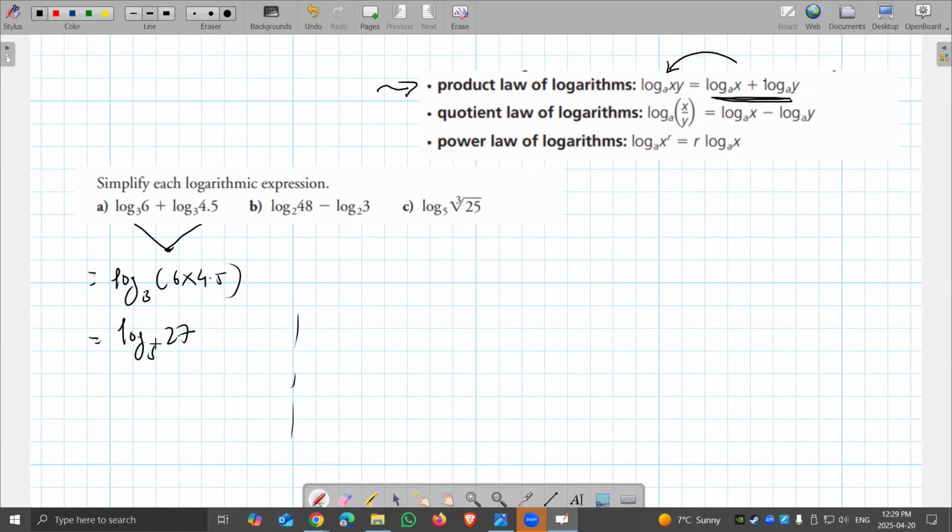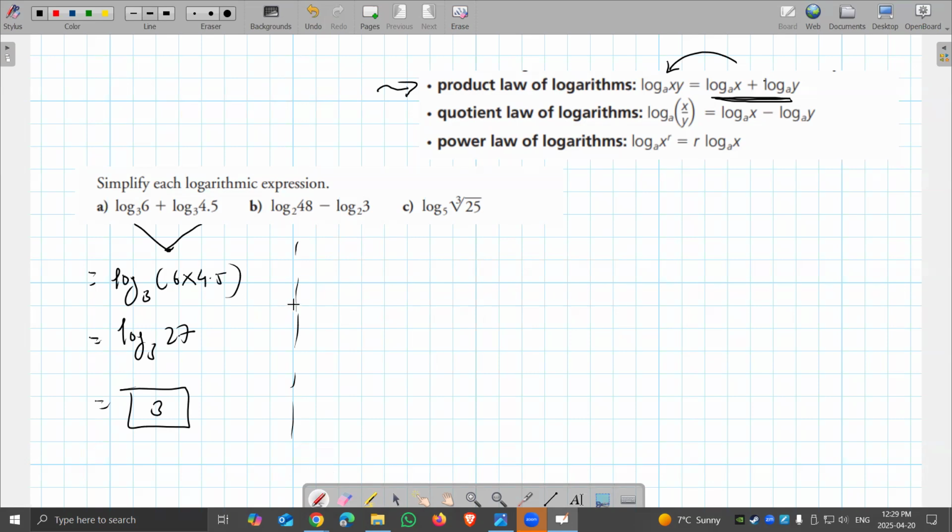Now remember what that means. That means there exists a number. 3 to the power of some number is 27. The answer to this is going to be this number. 3 to the power of what is 27? 3. So log base 3 of 27, this entire thing evaluates to 3. And you're done.